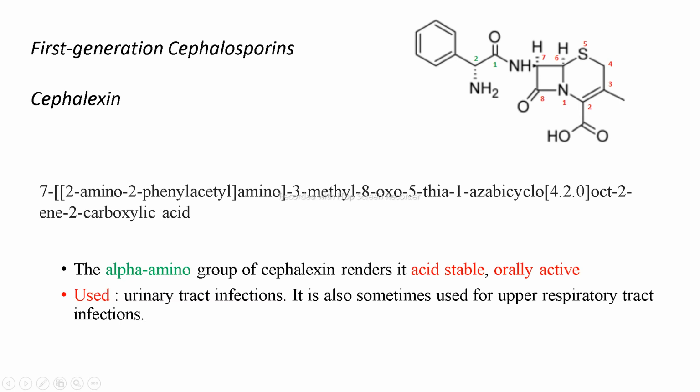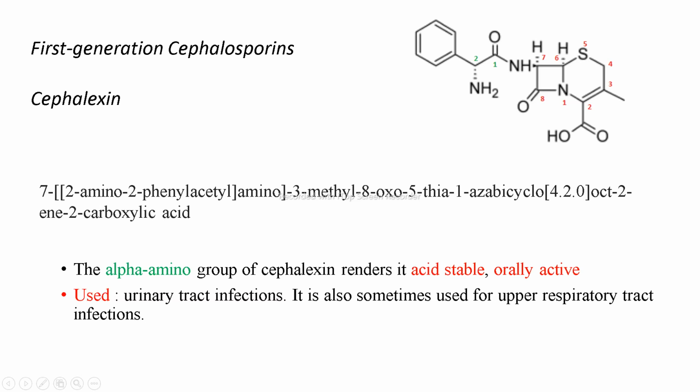Now we will check out the IUPAC nomenclature of the cephalexin. The numbering is the same as penicillins. In penicillin, there were a total of 7 atoms in a straight chain, so at that time we called it heptane. But in this case, there are 8 atoms in a straight chain, so we call it octane. But there is a double bond between carbon 2 and 3, so we call it oct-2-ene.